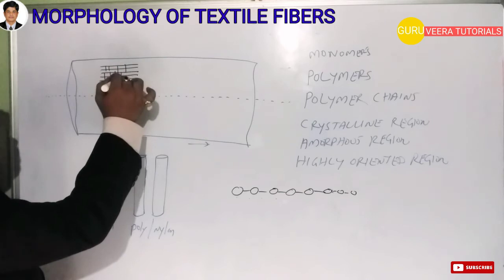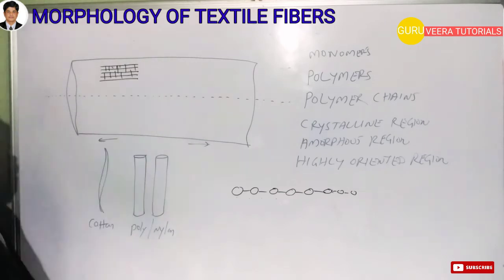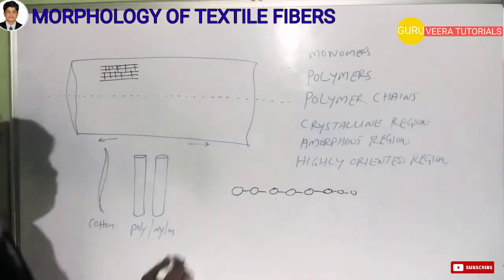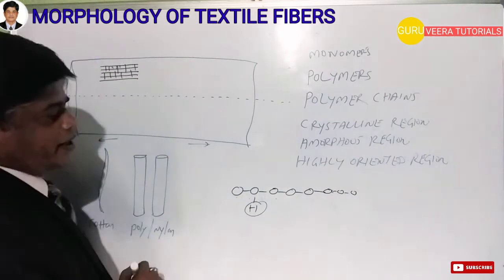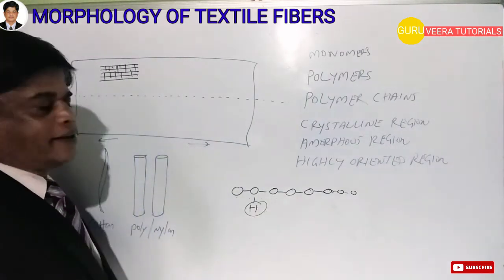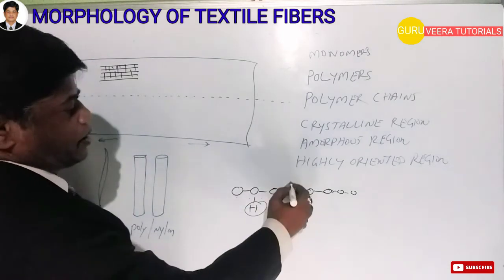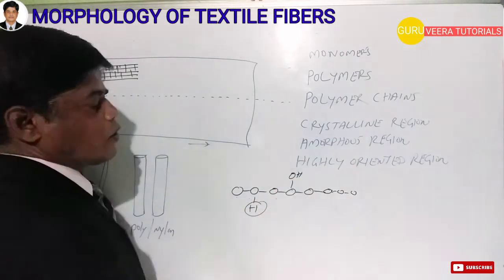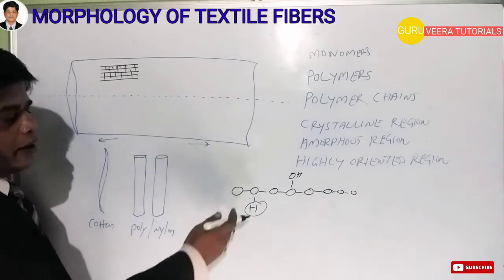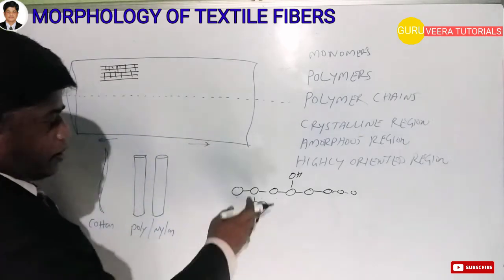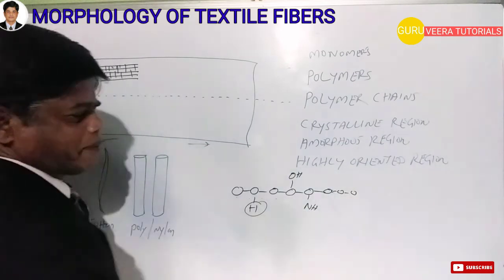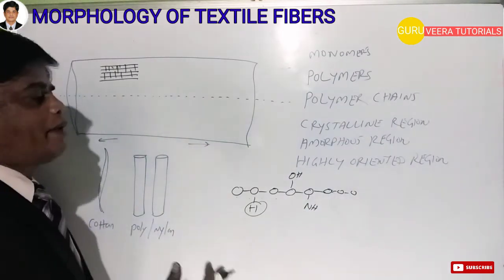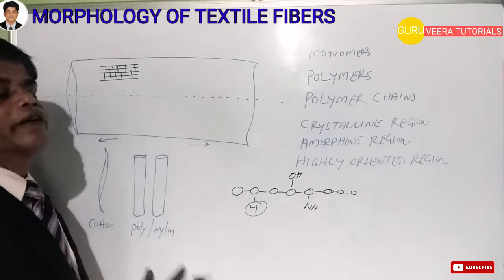Polymers are bound together by means of chemical groups. In the polymer chains, there are hydrogen bonds, that is, chemical bonding. Hydrogens and OH groups, hydroxyl groups, will be there, and other things too. Many things are there. It depends on the chemical substance of the fiber.